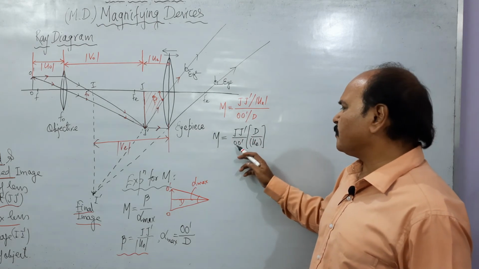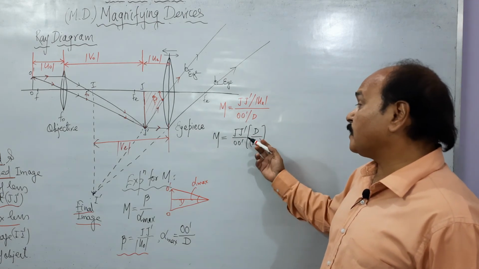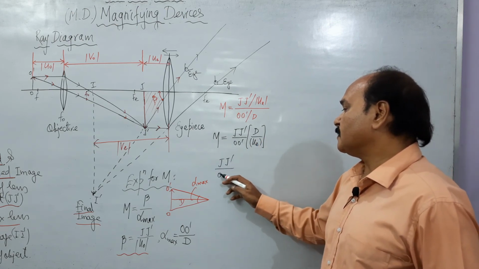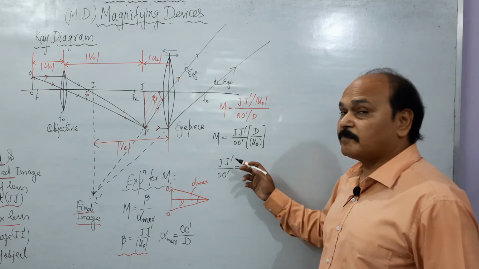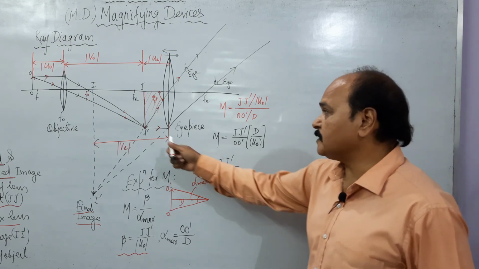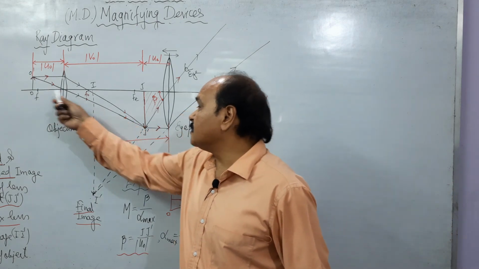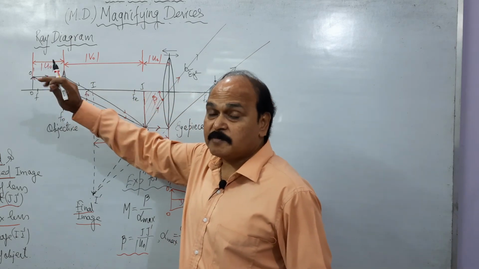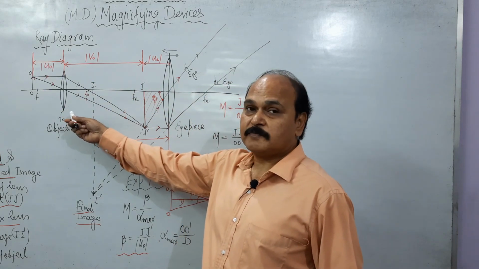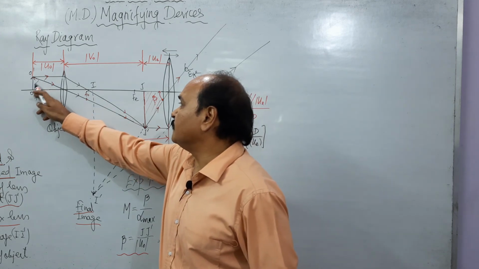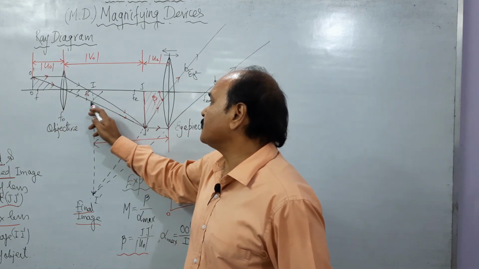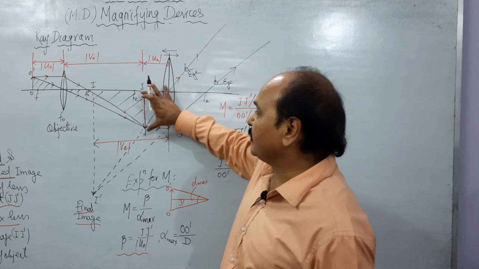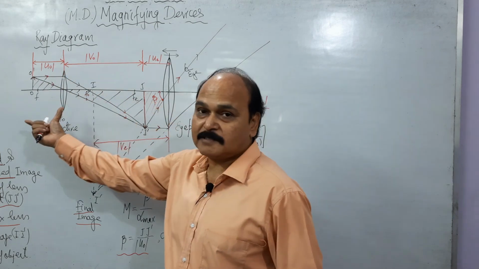Well, what is this JJ dash upon O dash? This JJ dash upon O dash is nothing but magnification by objective. This is length of image. This is object O dash, and its image is JJ dash. So length of image upon length of object is magnification by objective. And what is that? See, these two triangles are similar triangles. So in these two similar triangles, ratio of perpendicular is same as the ratio of bases.